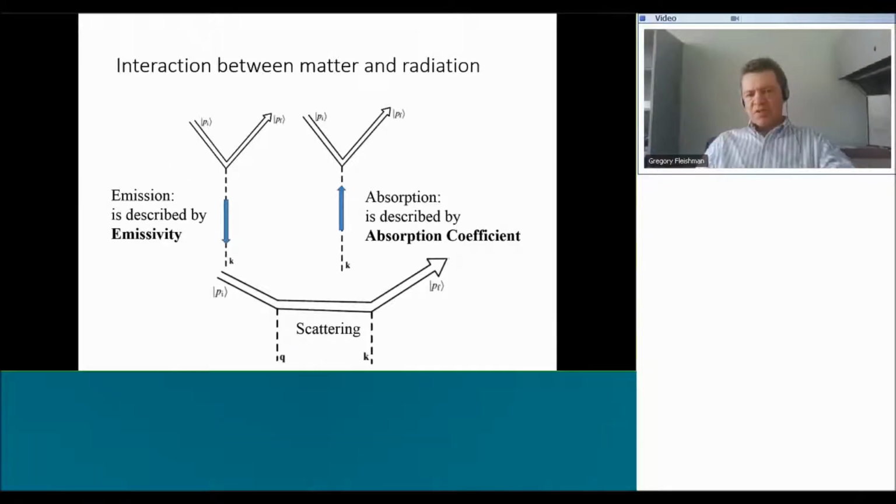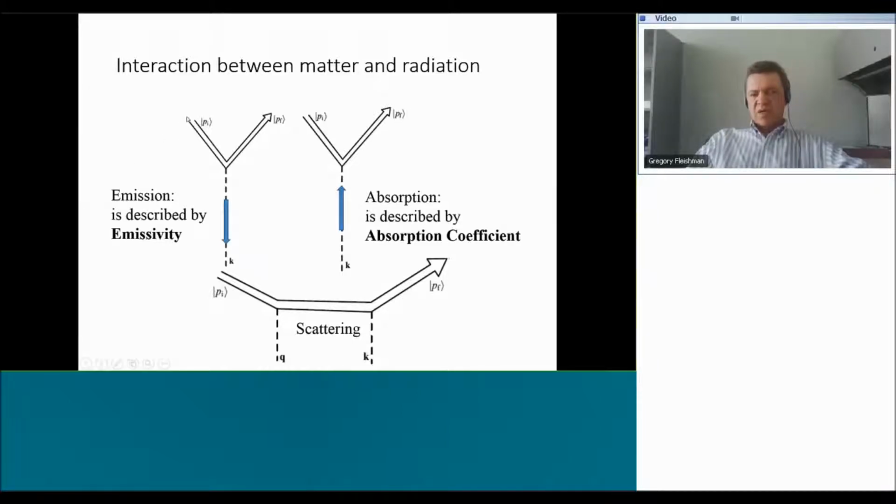Let me start from the most general basic definitions, which I need to understand what happens when radiation and matter interact with each other. What are the elementary processes which this interaction may include? I plotted these processes by simple diagrams here, where P means the momentum of a particle, and K means the wave vector of a wave. Three basic processes are shown here.